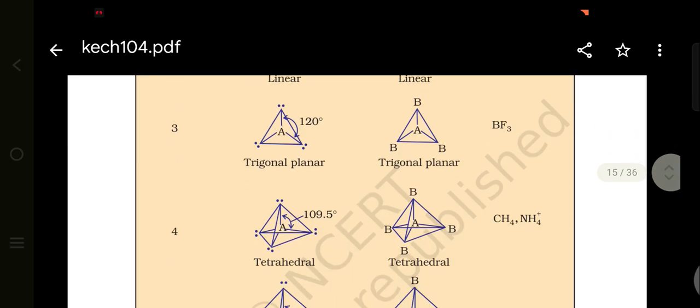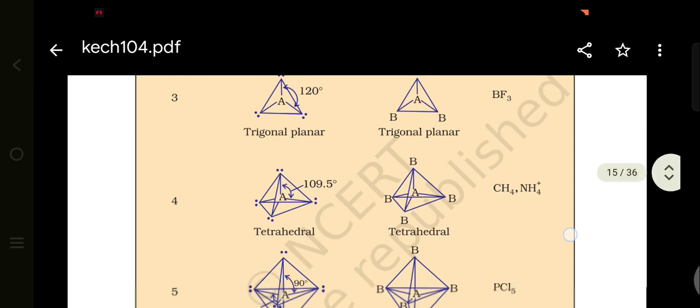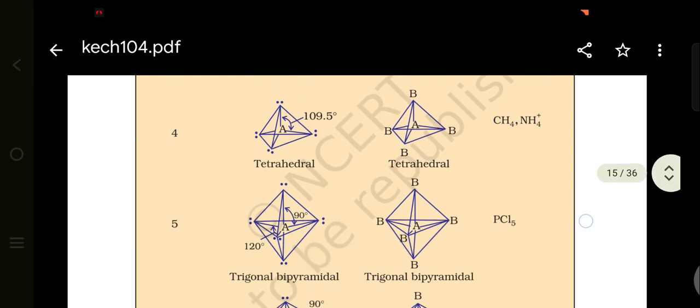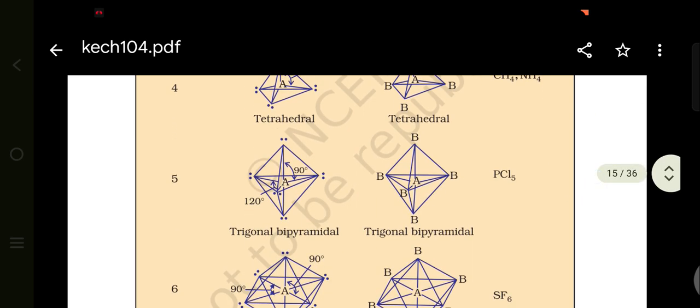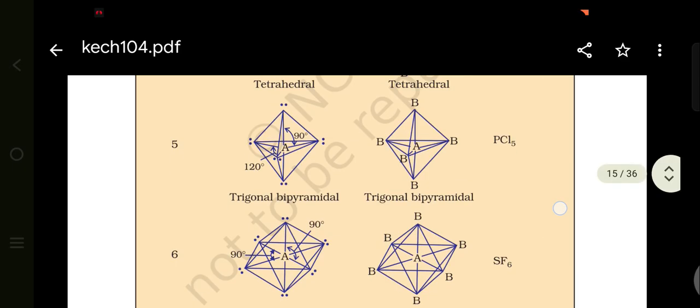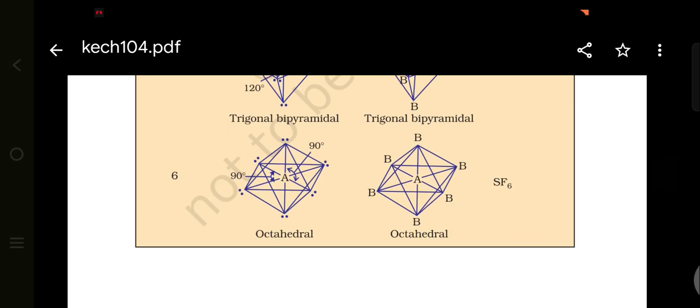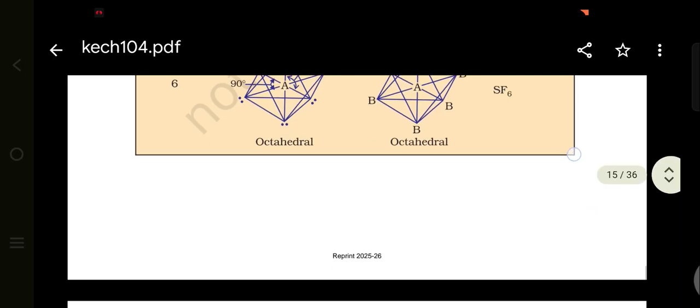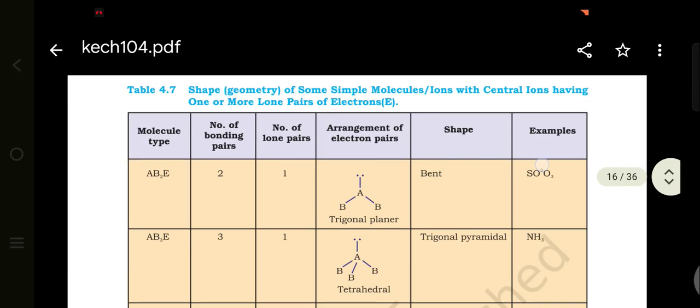4, tetrahedral is the arrangement, geometry is tetrahedral, CH4, NH4+ are the examples. 5, trigonal bipyramidal is the arrangement, trigonal bipyramidal is the molecular geometry, example is PCl5. 6, arrangement octahedral, molecular geometry octahedral and example is SF6.